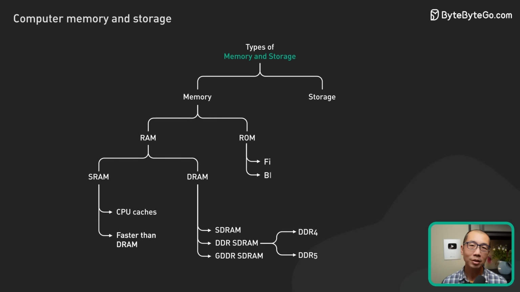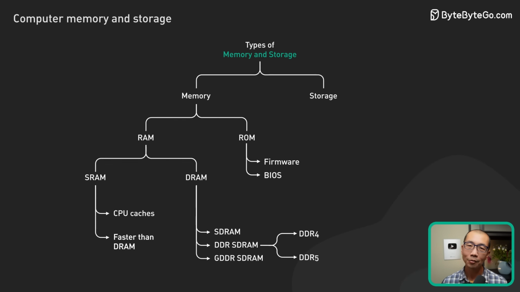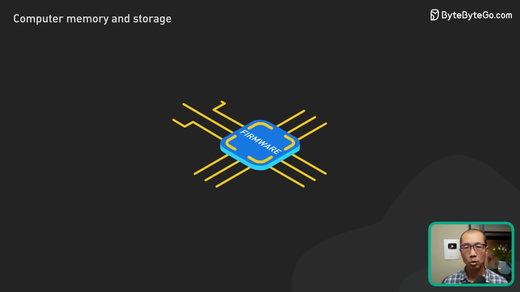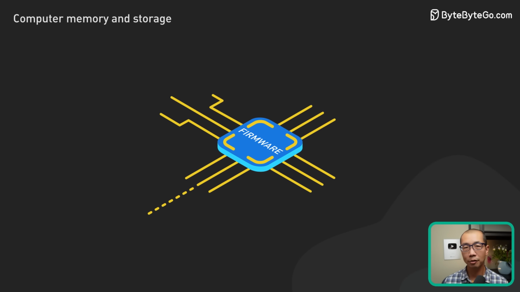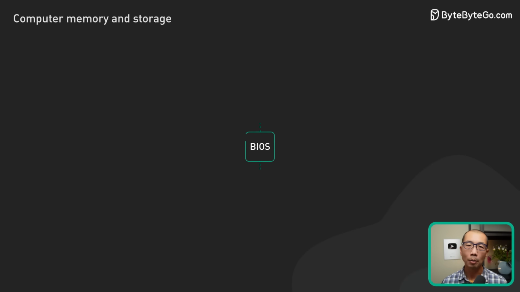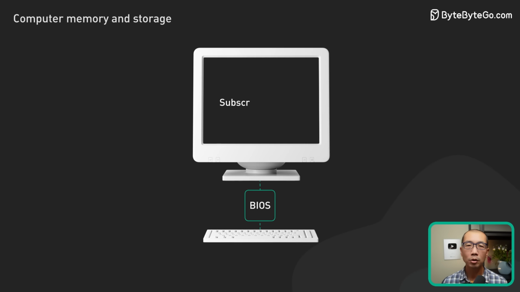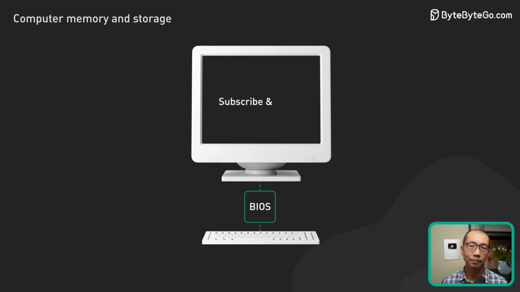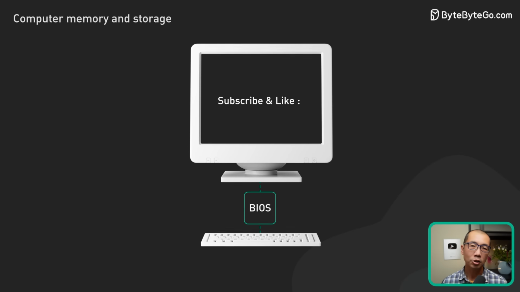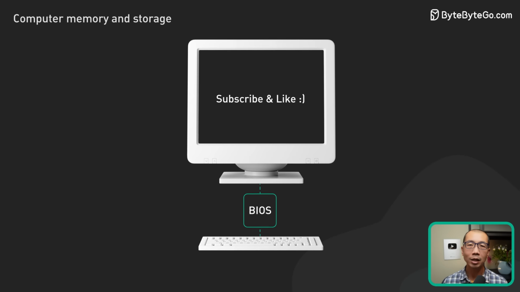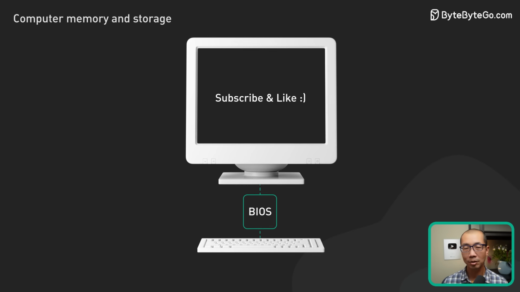Now let's dive into some essential roles of ROM, firmware, and BIOS. Firmware is a type of software stored in ROM that controls how hardware devices communicate with each other. BIOS, or Basic Input-Output System, is the first software your computer runs when you power it up. It's responsible for starting your computer, initializing hardware components, and handing over control to the operating system.